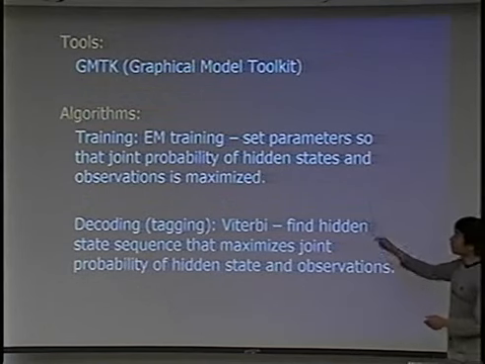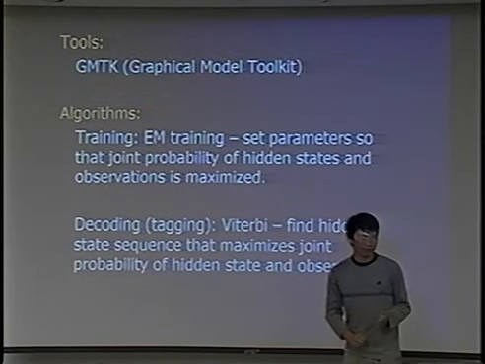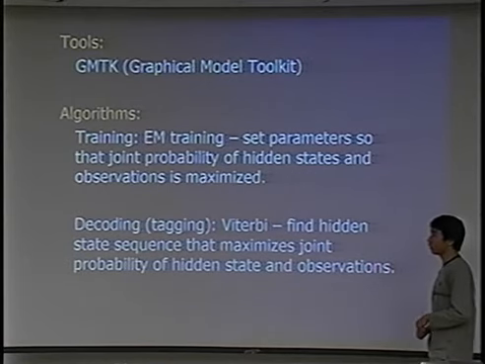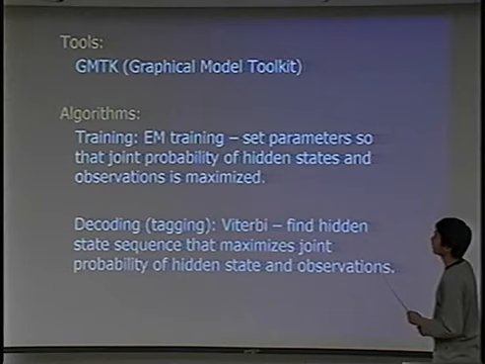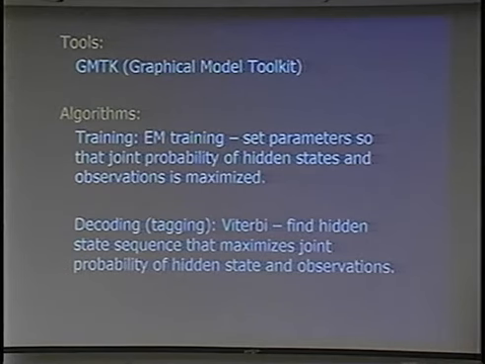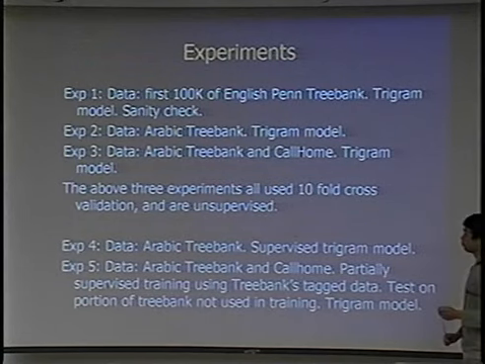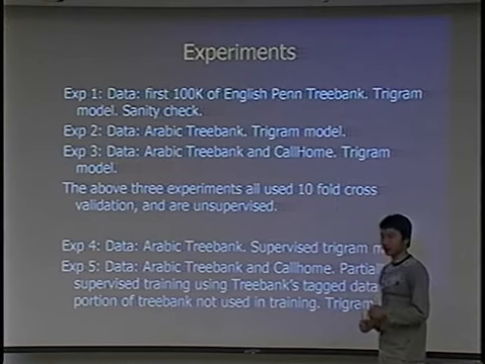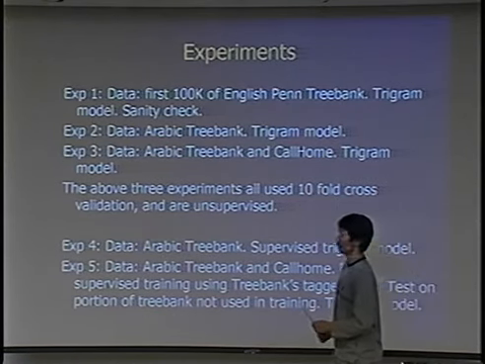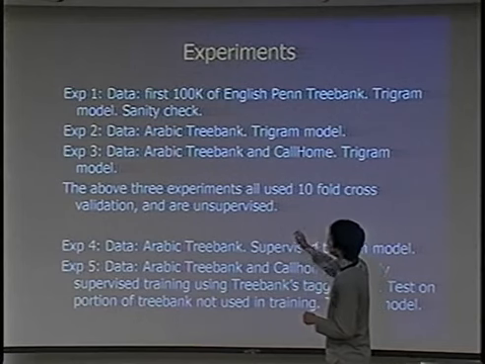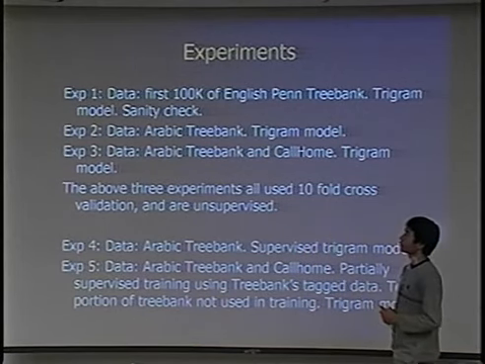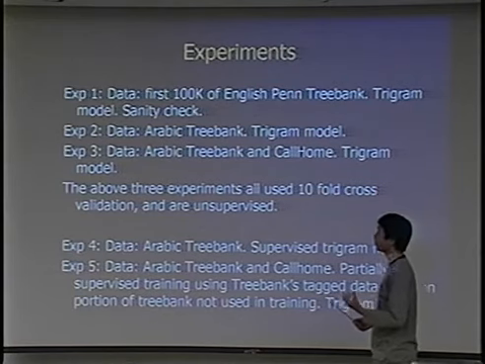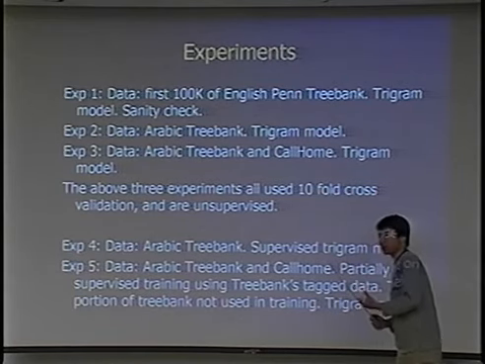The tool I use is GMTK, which is a toolkit developed for training graphical models and using graphical models for decoding. The training is standard EM training, and decoding is Viterbi. So there are several experiments. First, I ran an experiment on the English Penn Treebank just to get an idea if this approach actually works. And it did. So I moved on to Arabic. I ran experiments on Treebank alone and on both Treebank and CallHome, with supervised and unsupervised training.